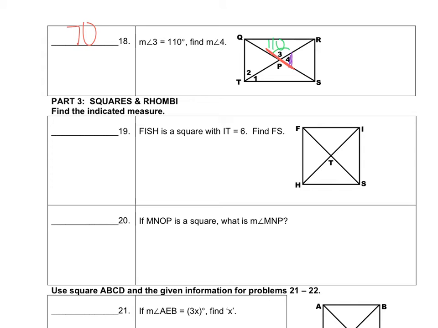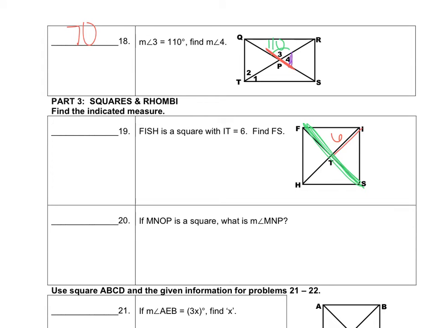Okay, on part 3, we're in squares and rhombi. So 19, it says FISH is a square with IT is 6, so label that. So IT is 6. We're looking for FS. Well, if you look at your properties, it says a square has all the properties of both a rhombus and a rectangle. So go to rectangle.